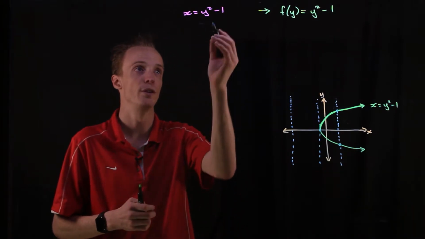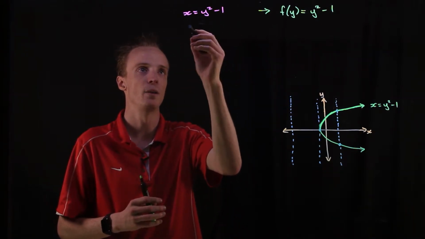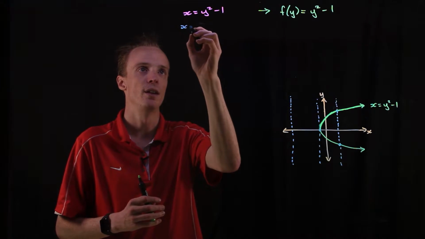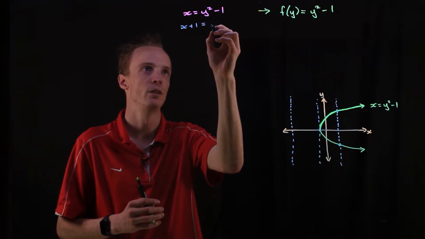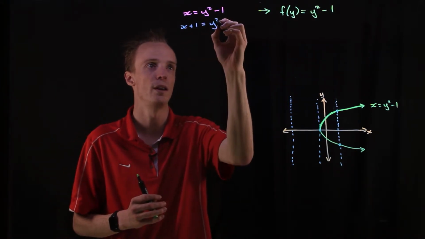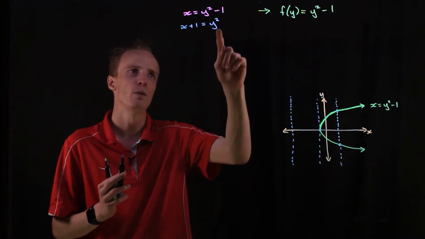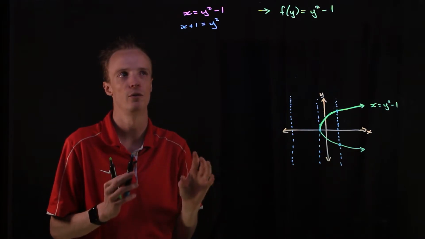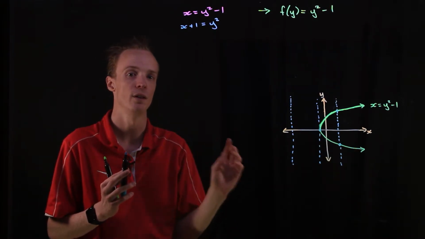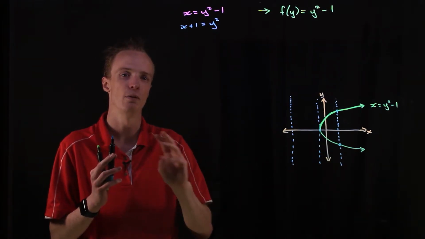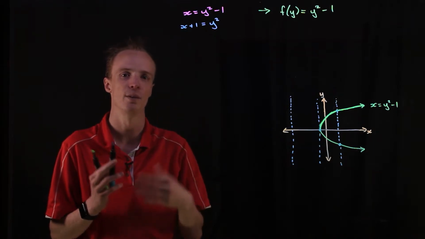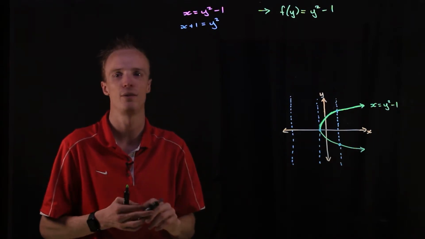Now, if we were to solve this for y, we'd have to start by adding 1 to both sides. So x plus 1 should equal y squared. And then from here, we've got to remember that when we've got y squared and we want to solve for that, we've got to square root both sides. But the square root has two solutions. It has a positive solution and it has a negative solution.